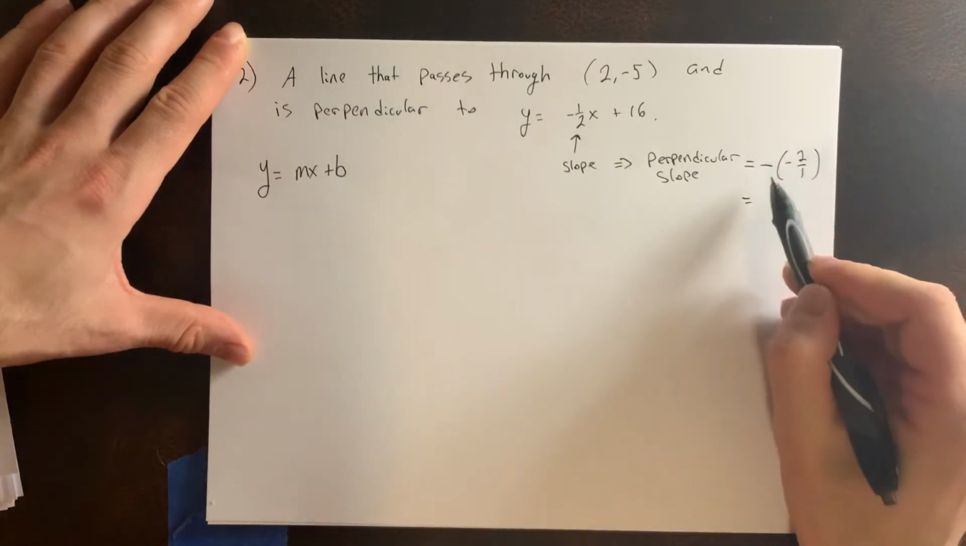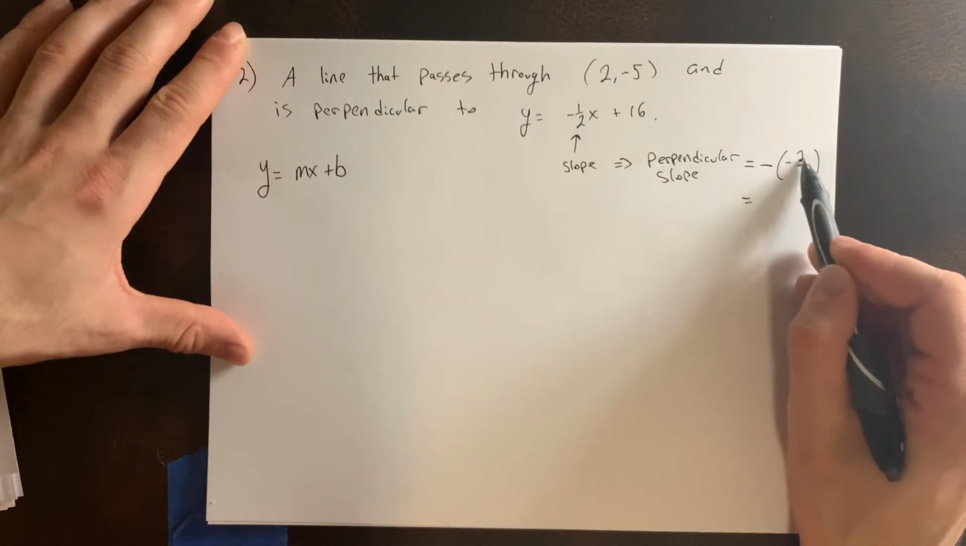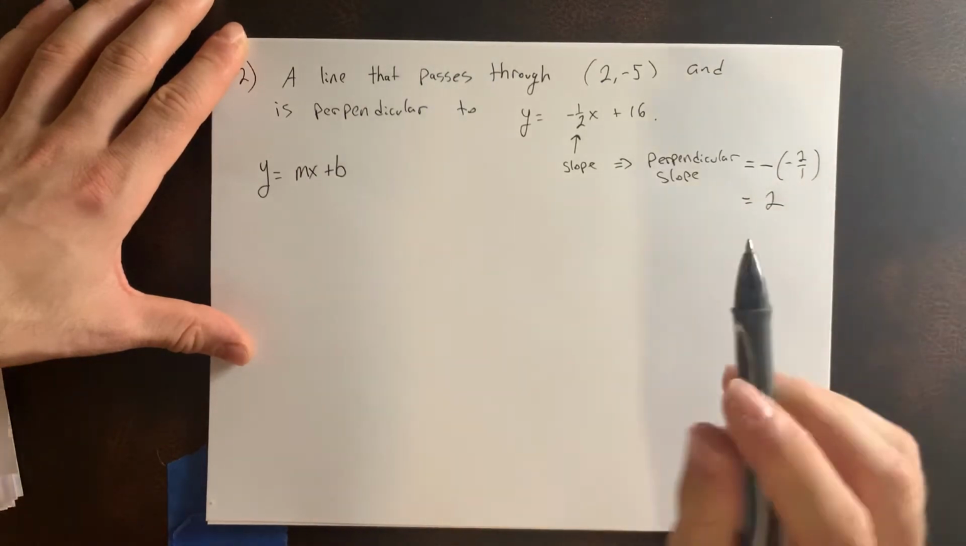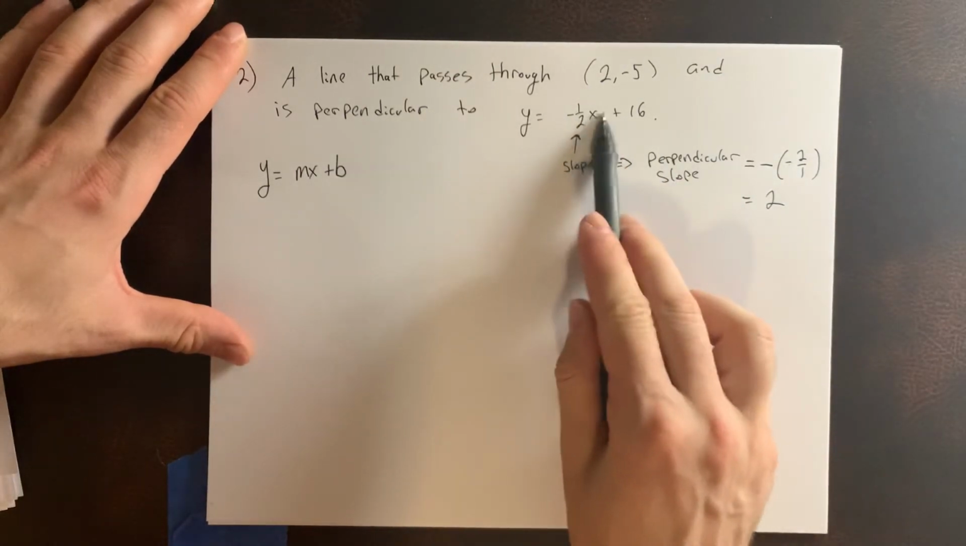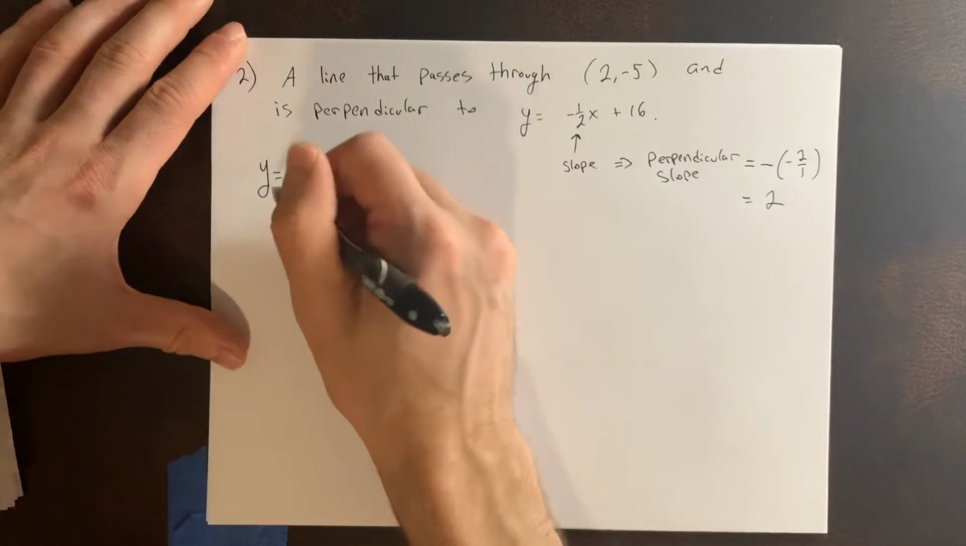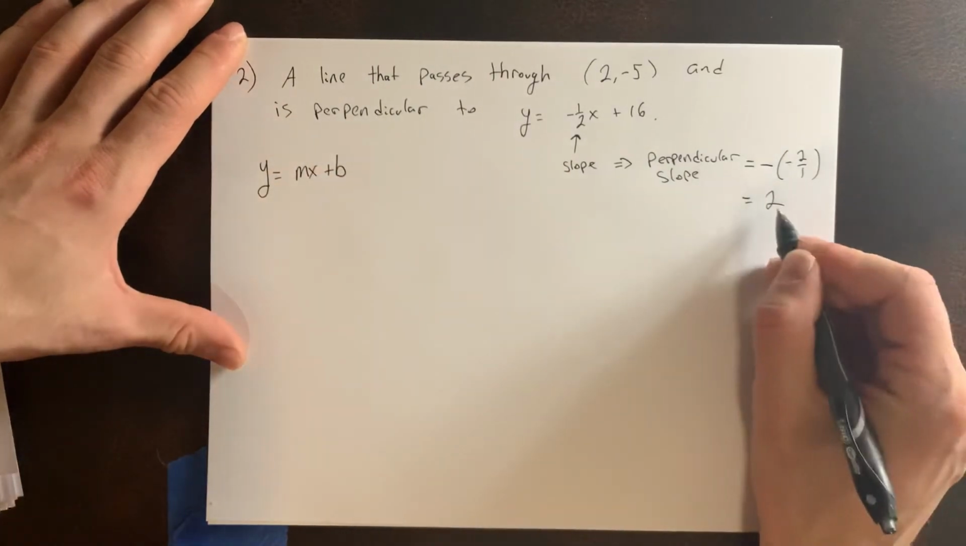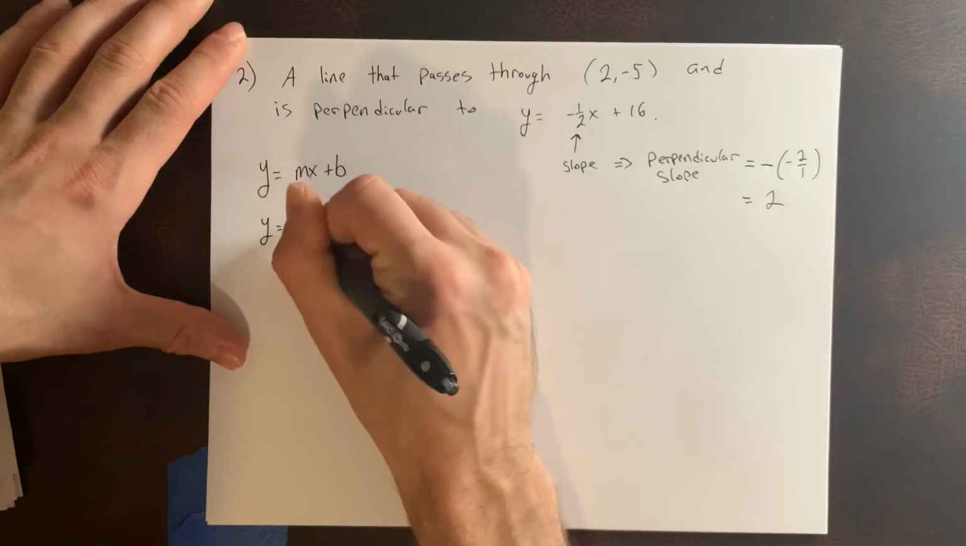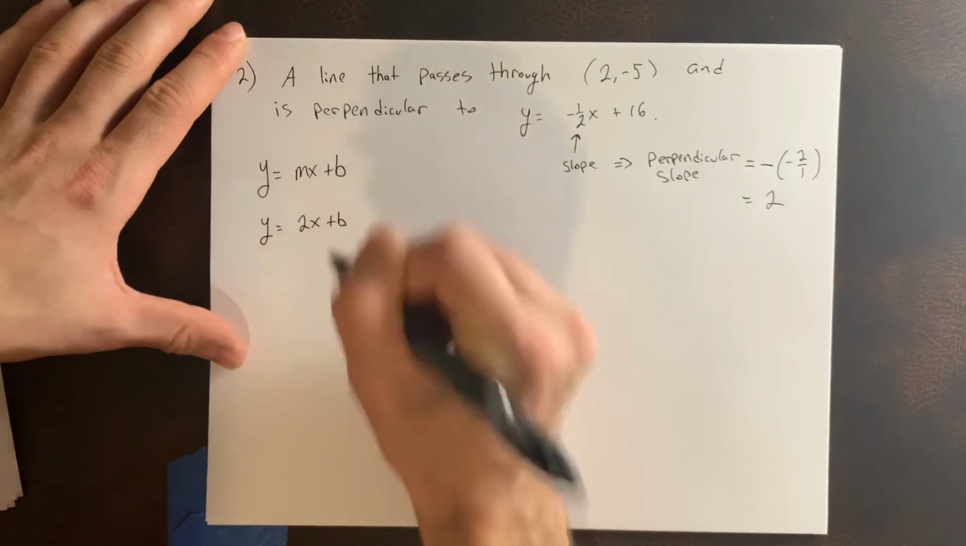So what does this equal? Well, these minuses are going to cancel, and we're at 2 divided by 1, which is just 2. So the slope that's perpendicular to this line is going to be positive 2. So then we can replace this m with 2. So y is equal to 2x plus b.